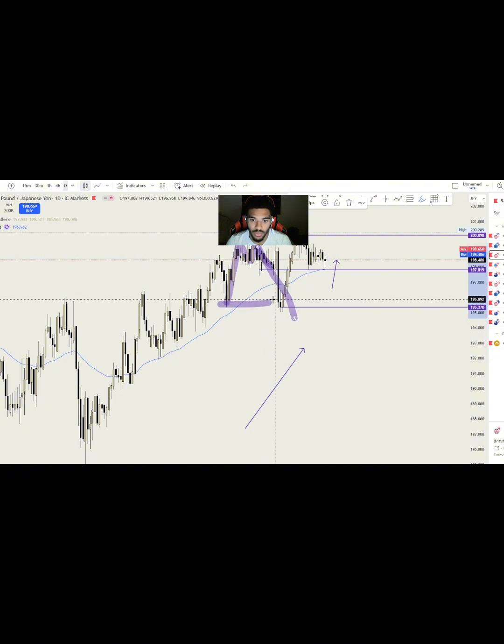What do? We broke the low here. We pushed up. This would have been the high. We've broken the high, so we are in an uptrend. So GBP JPY is an uptrend, okay.